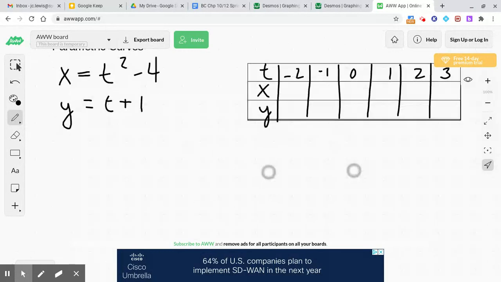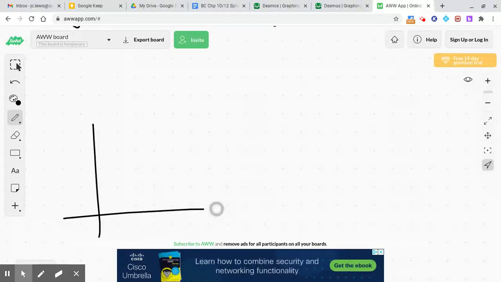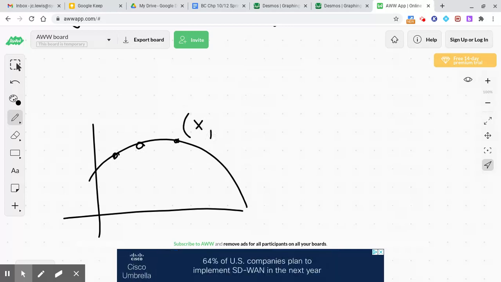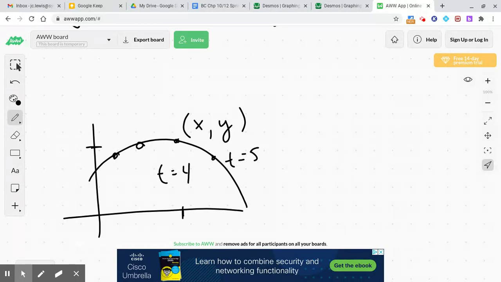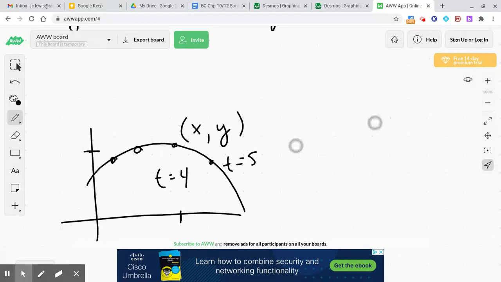If you took a look at just a generic graph, as you would graph a parametric curve through space, you would have these xy points, and each xy point would be happening at a certain time. So we would be plotting this as an x comma y point, but this might be at time equals 4. And then over here, you might be at this point at time equals 5. So this parameter of time is kind of happening in the background.